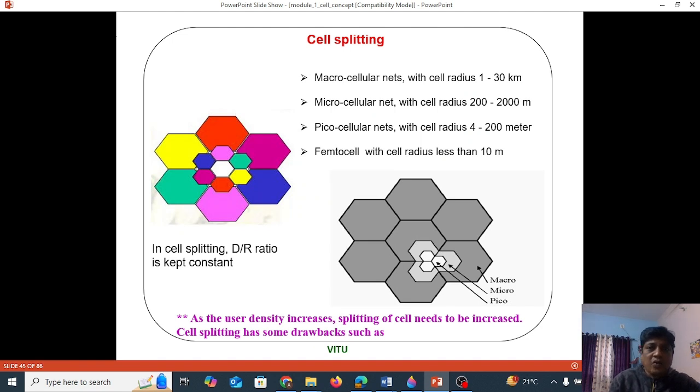Now, what are the different cells? If we split the cells, what kind of different cells are there? If we start from the bottom, it's a femto cell, 10 meters. It's like just a home.